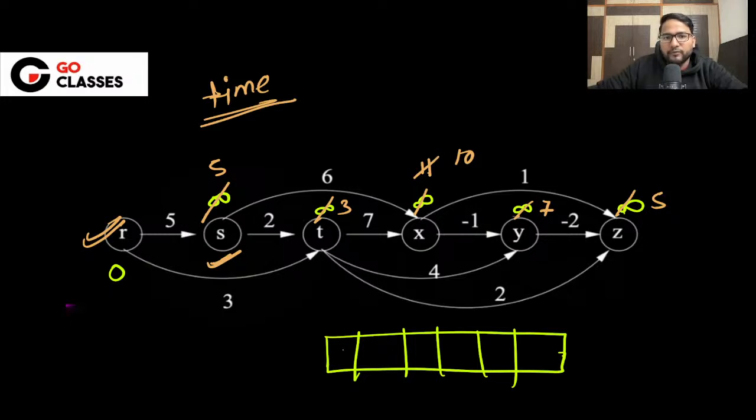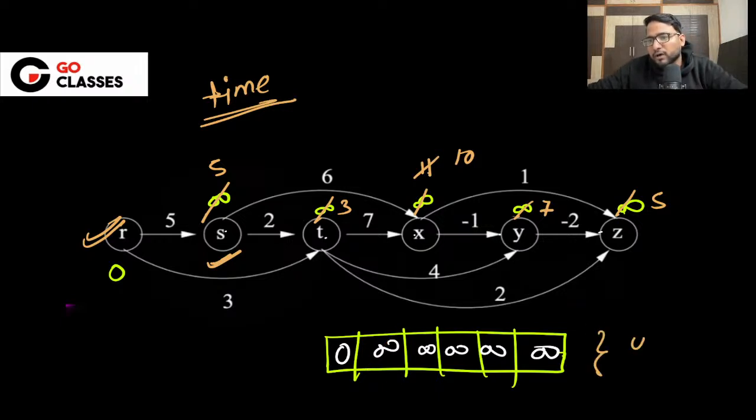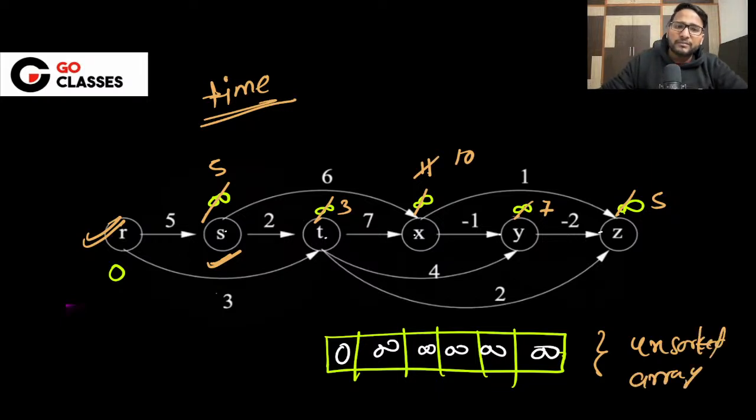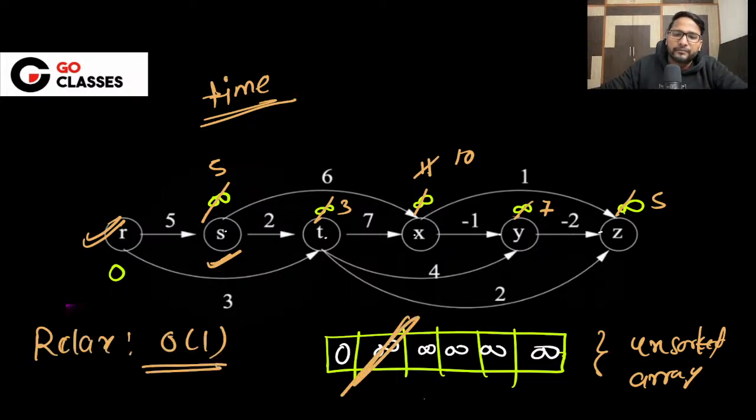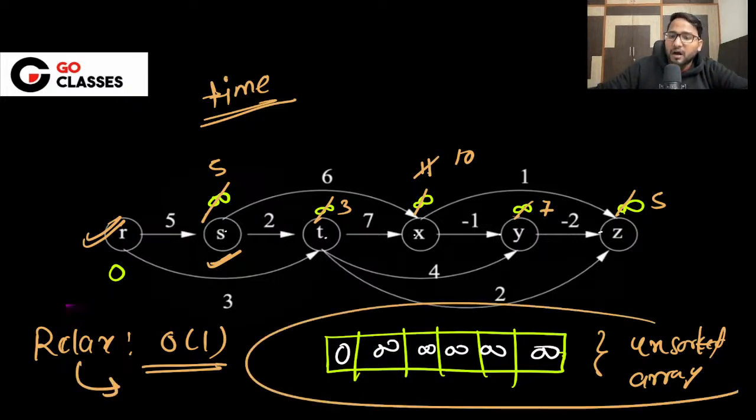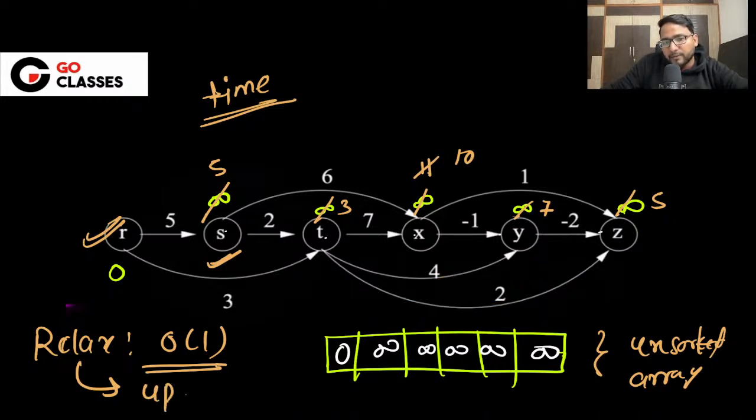Initially it is 0, and for everyone else it is infinity, for vertices 1, 2, 3, 4, 5, right? Now you can keep on updating in an unsorted array. I mean, you don't need to take even a sorted array or something. So unsorted array you can take, right? So how much time will this relax take? Just modifying the value, right? Order of 1. So here the relax operation will take order of 1, because what you are doing is just updating the array entry.